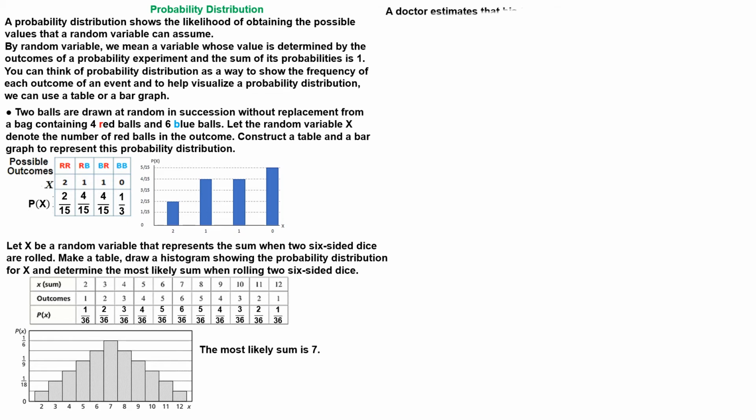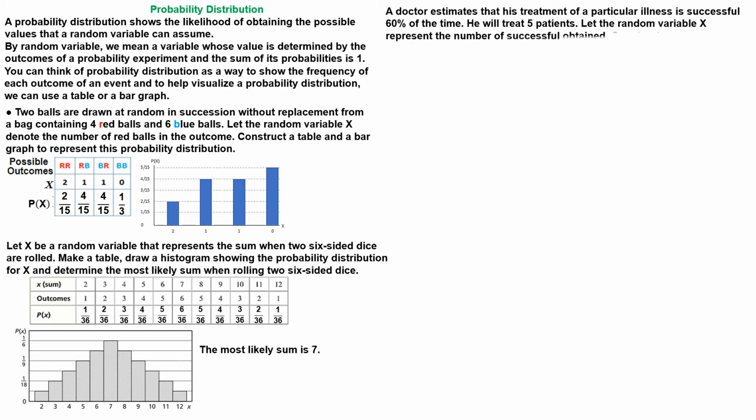A doctor estimates that his treatment of a particular illness is successful 60% of the time. He will treat 5 patients. Let the random variable x represent the number of successes obtained. Construct a table to represent this probability distribution.